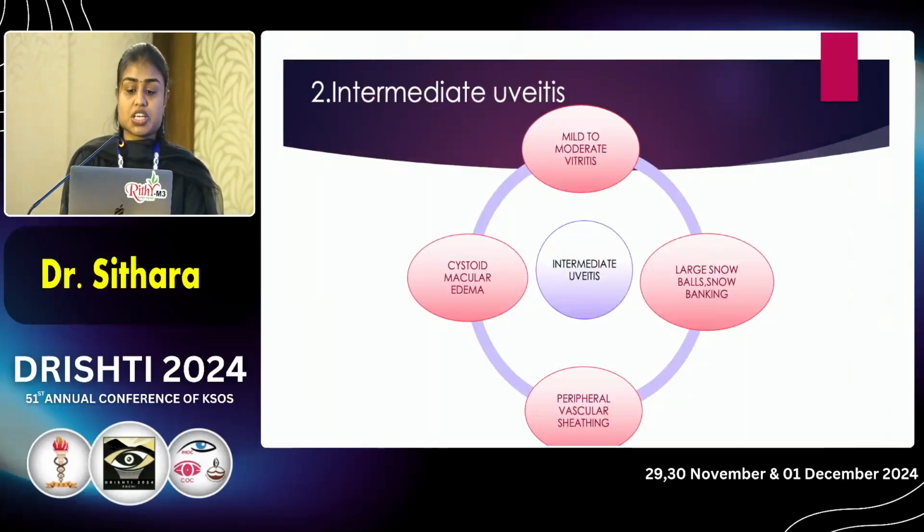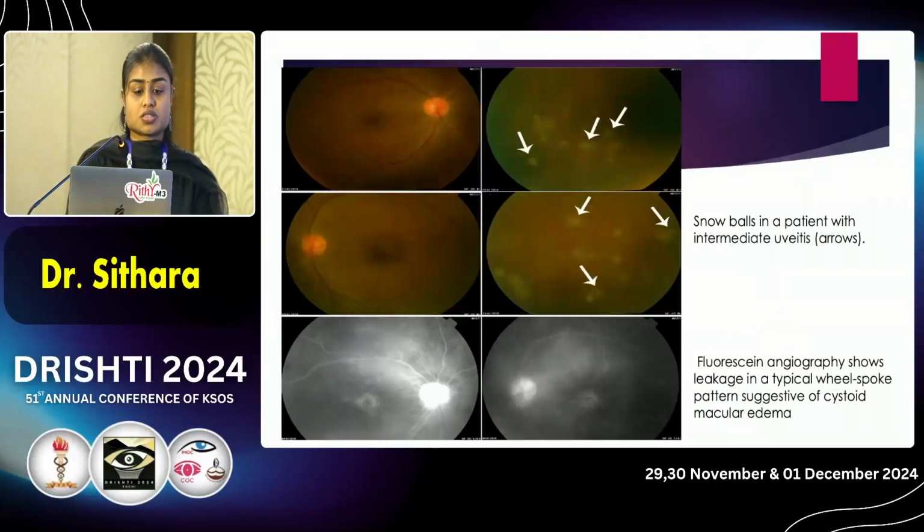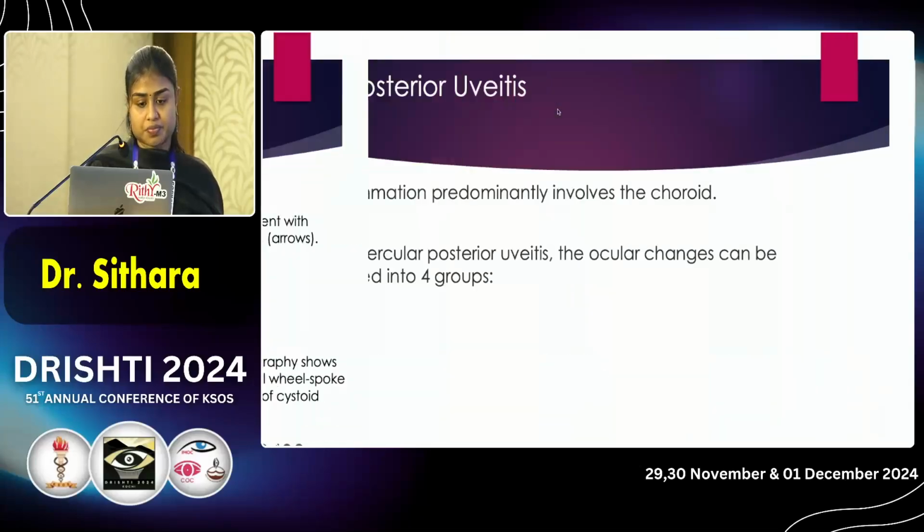Intermediate uveitis usually presents with unilateral or bilateral asymmetry that resembles pars planitis. The features include mild to moderate vitritis, large snowballs, snowbanking, peripheral vascular sheathing, cystoid macular edema. So this is a fundus picture showing snowballs in a patient with intermediate uveitis. FFA shows leakage in the typical wheel-spoke pattern suggestive of cystoid macular edema.